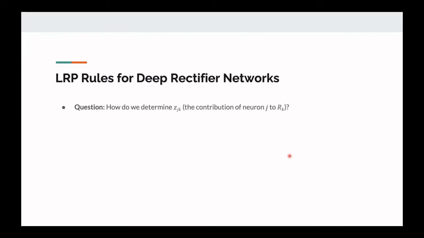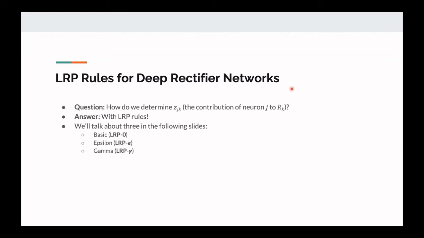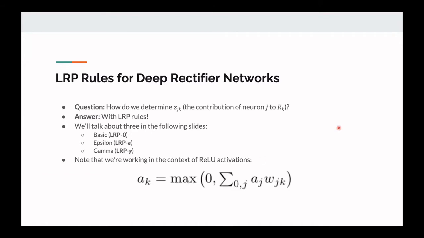So the question here might be, aren't we putting the cart before the horse a little bit? We want to determine relevance, but now we need to determine how we are actually going to get this Z score, the contribution from some neuron j to the relevance of a neuron in the next layer. And the authors answer that question with the introduction of these different LRP rules. So I'll talk about three of them, which are the ones that the paper focused on: the basic rule, LRP-0, and then the epsilon rule and the gamma rule. And an important thing to note here is that all of these are working within the context of ReLU activations. So this is the ReLU function that hopefully we're all pretty familiar with at this point.